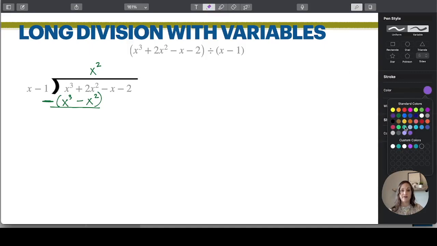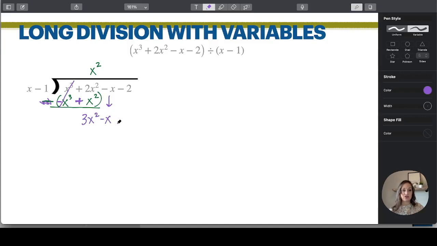So this is going to become a negative, and this is actually going to become a positive. x cubed minus x cubed go away. 2x squared plus x squared gives me a 3x squared, and I'm going to bring down my next term. x times what gives me 3x squared? Well, the coefficient in front of x is a 1. 1 times what gives me 3? 3. And then x times what gives me x squared? x. So now 3x times 1 is a negative 3x. 3x times x is a 3x squared.